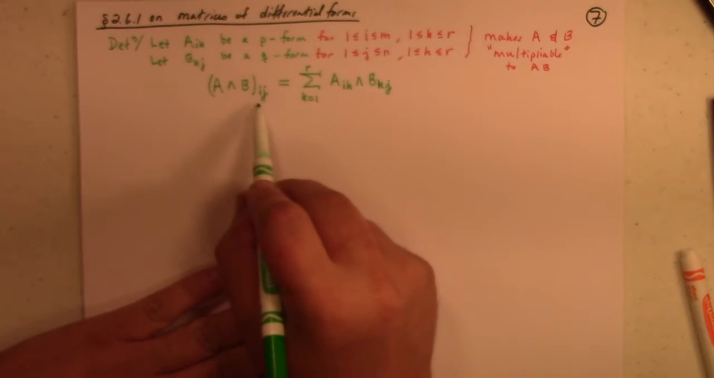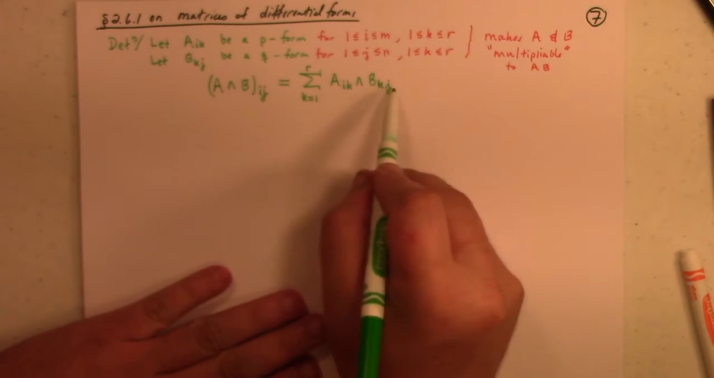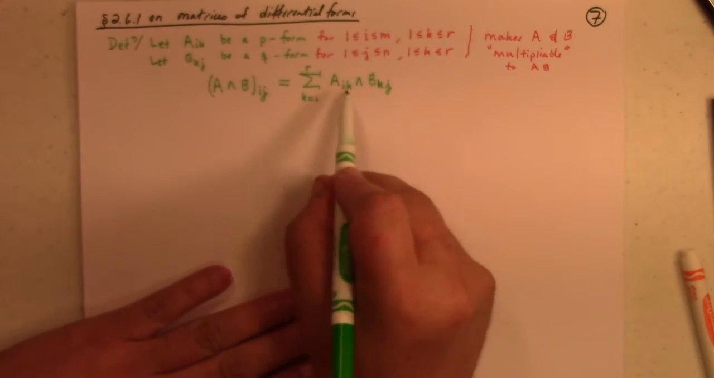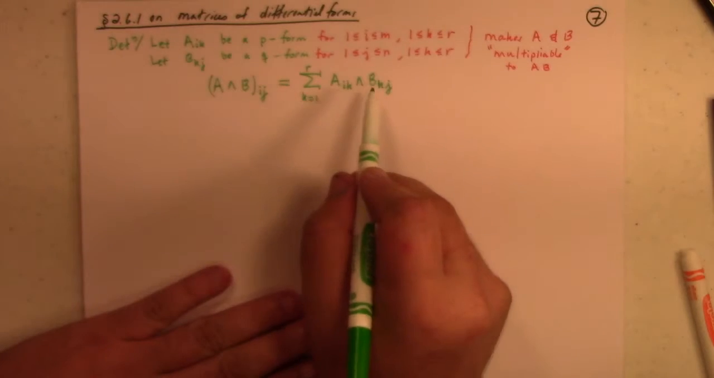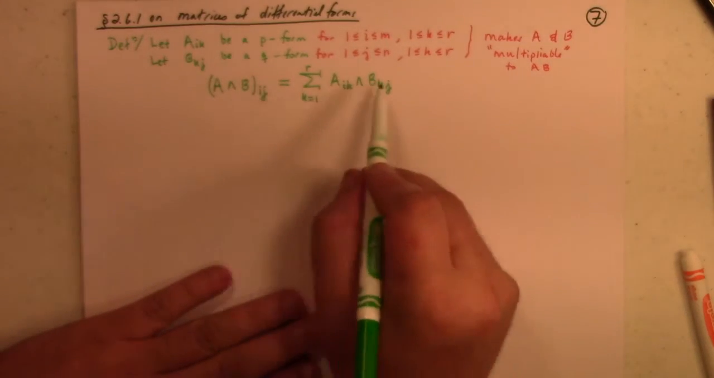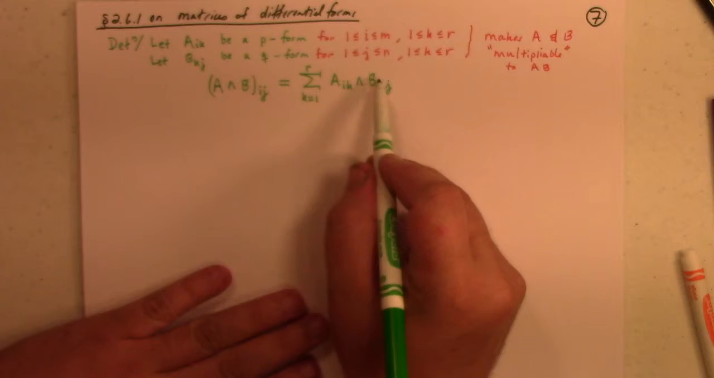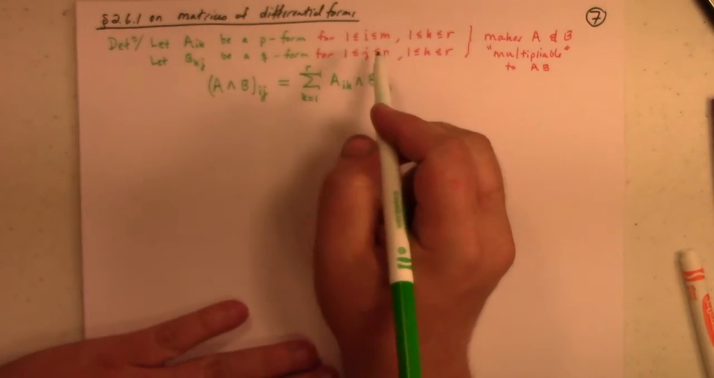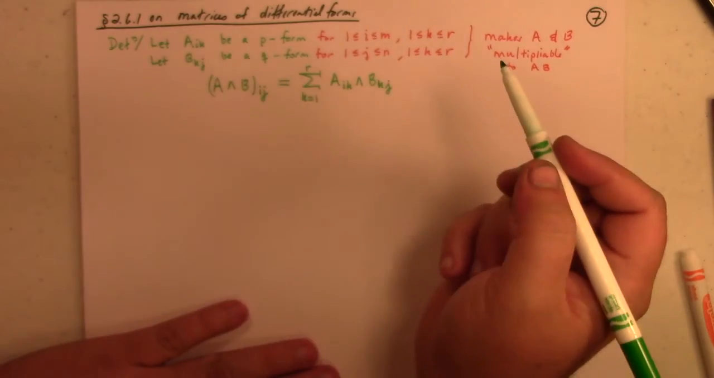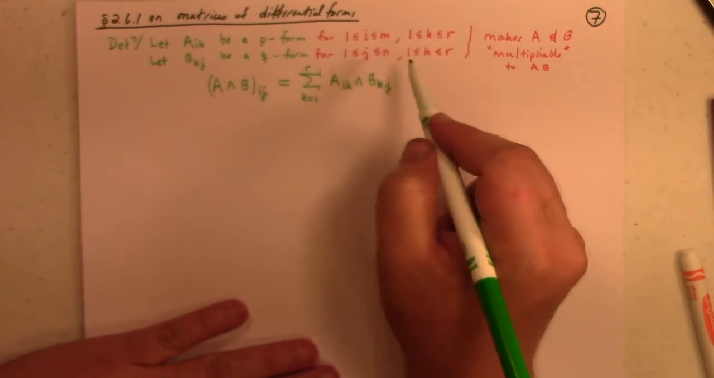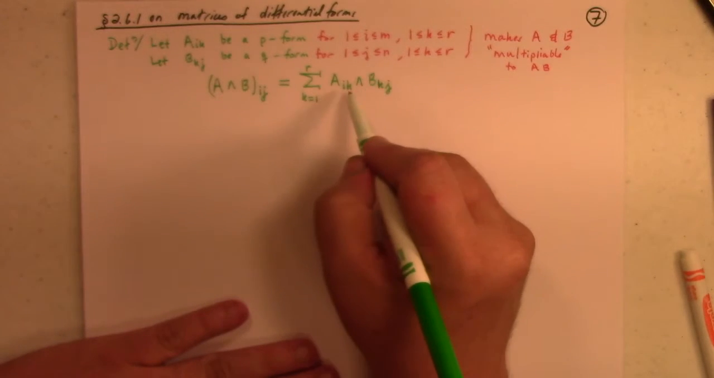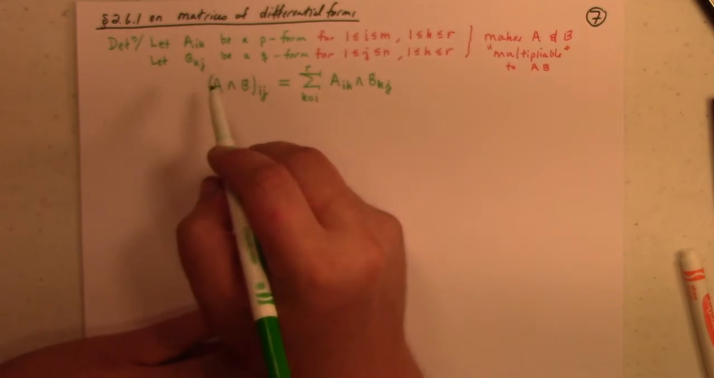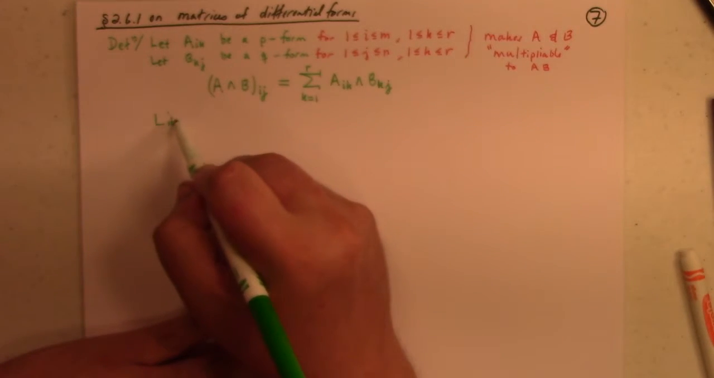So A wedge B, the ijth component, is just the sum of the wedges, summed over k. I think most of you have seen this, but this is exactly matrix multiplication with the product replaced with a wedge product. And so that gives us the wedge product of two matrices. They're multipliable, which just means that the k can be summed over. So the column index here has to match the row index there.